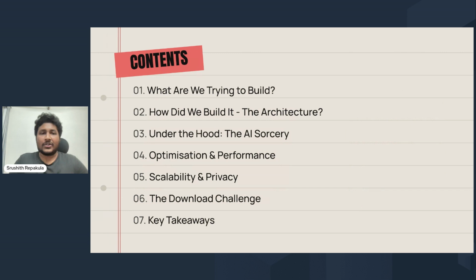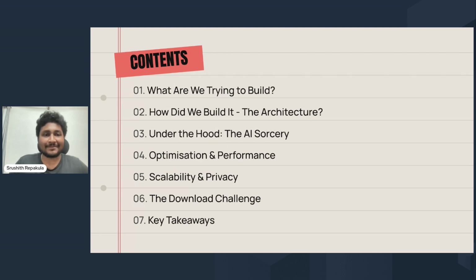So, what is it that we're going to try and cover today? We're going to talk about what we are trying to build, how we built it, the architecture, of course, under the hood, the AI sorcery, optimization and performance, scalability and privacy, which is very important, especially when you are dealing with user images, the download challenge, and the key takeaways from the session. I hope you all have something interesting to learn and take away from this session.